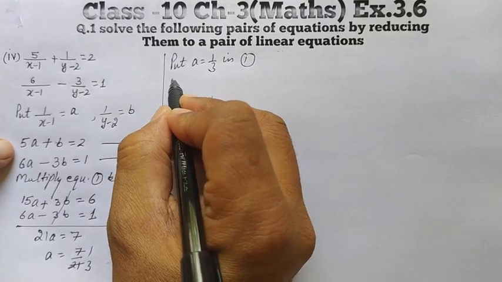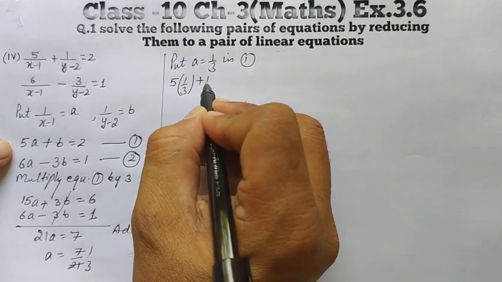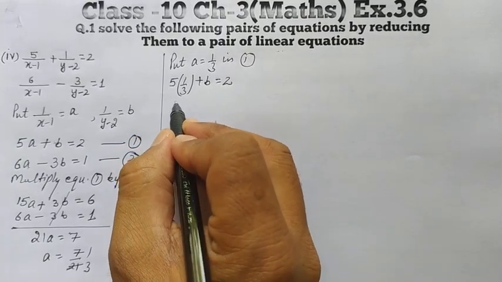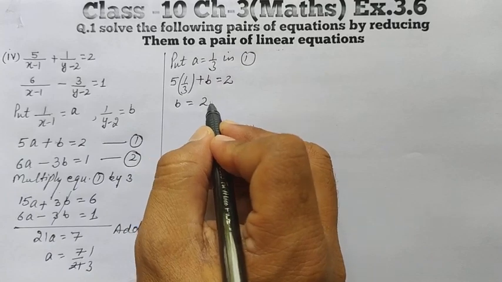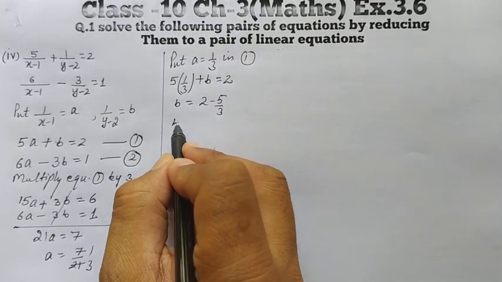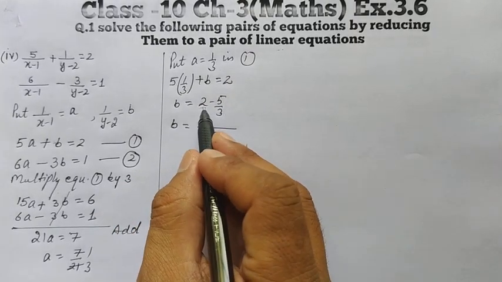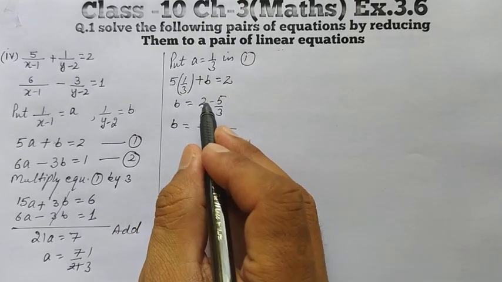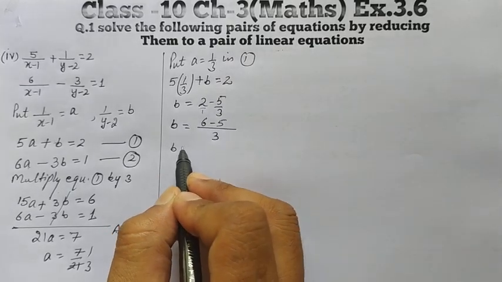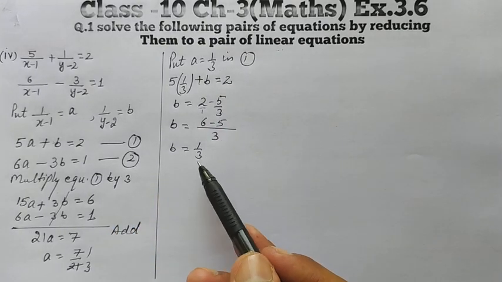So put a is equal to 1 by 3 in equation 1. So 5a, where a is 1 by 3, so 5 into 1 by 3 plus b is equal to 2. So it becomes 5 over 3 plus b equals 2. So b is equal to 2 minus 5 over 3, it will go to the right hand side. So b is equal to, take the LCM 3. So 2 is 2 over 1, multiply by 3, so 6 minus 5 over 3. So b is 1 by 3. So a is 1 by 3, b is also 1 by 3.